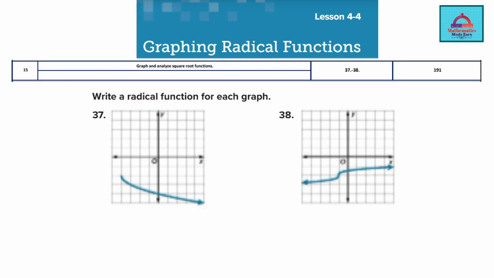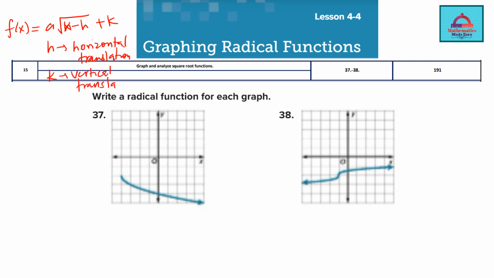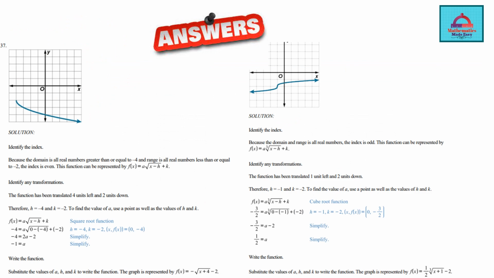Next we have a question on graphing radical functions. The function is given by the equation f of x is equal to a times square root of x minus h, plus k. Because it is a radical function, we have taken the radical symbol. h is the horizontal translation, k is the vertical translation, and a is giving you the dilation, the factor of dilation. So let's write the radical function for 37 and 38 in the next slide.